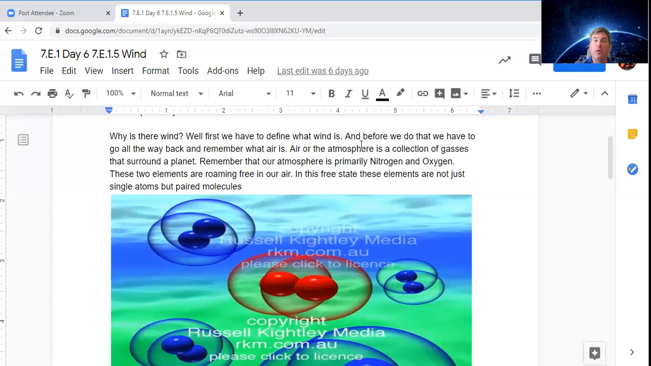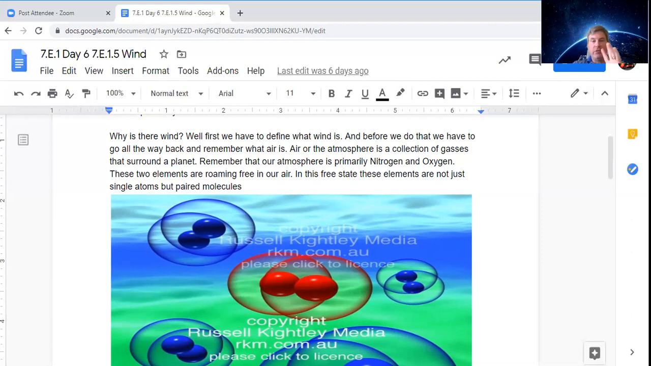Well, first we have to define what wind is. And before we do that, we have to go all the way back and remember what air is. So air, or the atmosphere, is a collection of gases that surround the planet. Remember that our atmosphere is primarily nitrogen and oxygen. What are those things? Those are elements. These two elements are roaming free in our air, in this free state. And again, when we say primarily nitrogen and oxygen, remember it's like 78% nitrogen, 21% oxygen, and the rest of them is 1%, divided up among a bunch of stuff, to the point where they literally call some things trace elements, because there's just barely a trace of them when they test it.